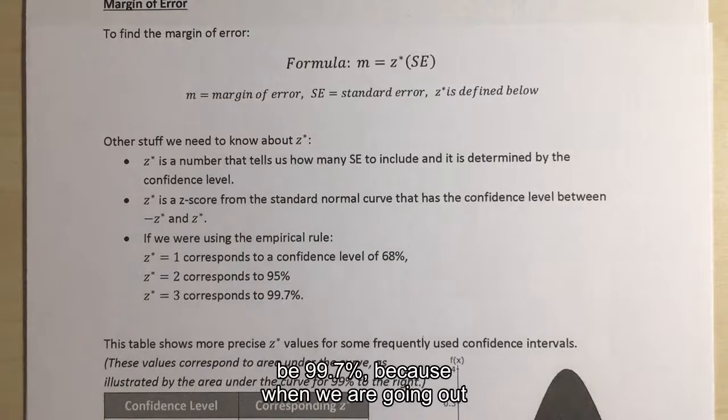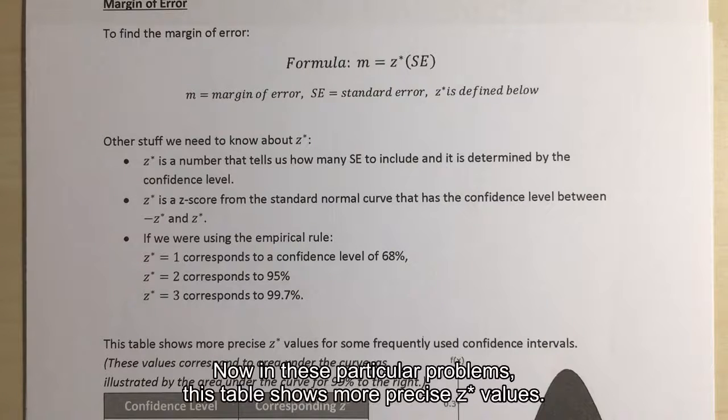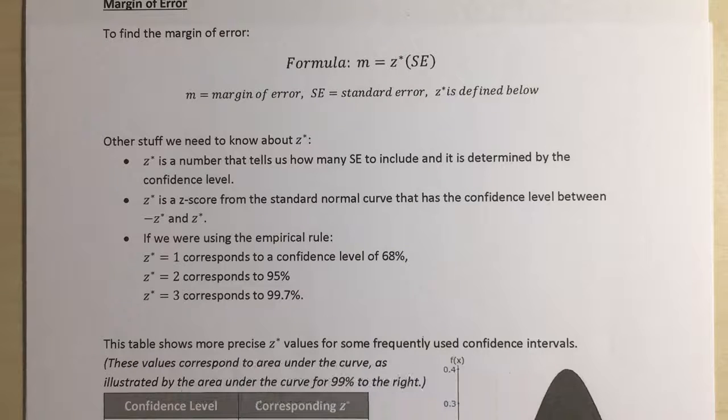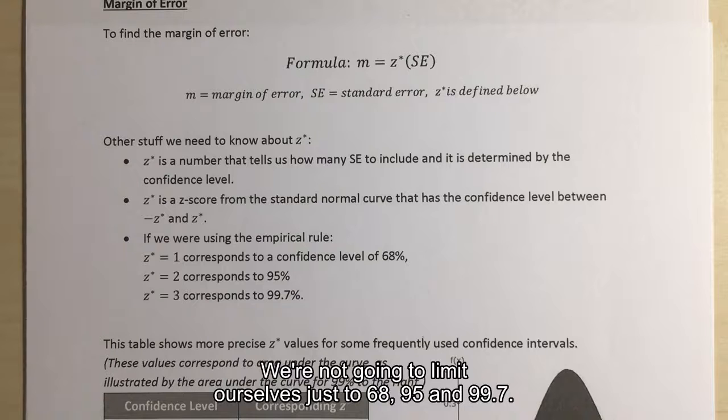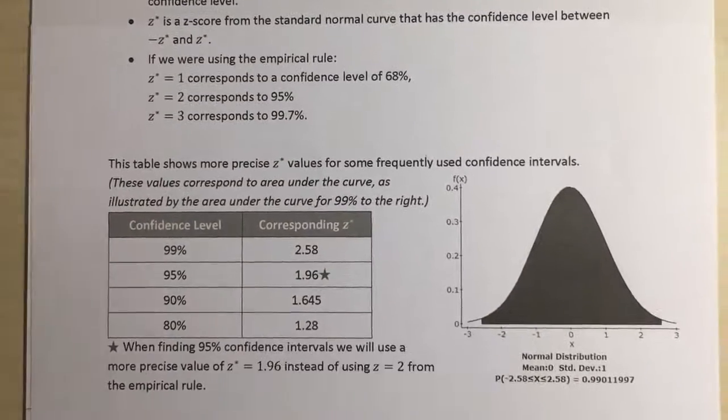Because when we were going out by our standard deviations, one standard deviation was 68%, 2 was 95%, 3 was 99.7%. Right. Now in these particular problems, this table shows more precise Z-star values, and we're not going to limit ourselves just to 68, 95, and 99.7. We're going to use the values that are in this table below.